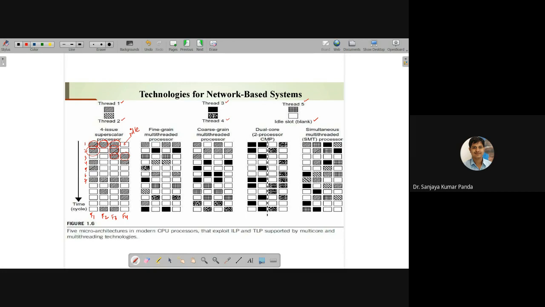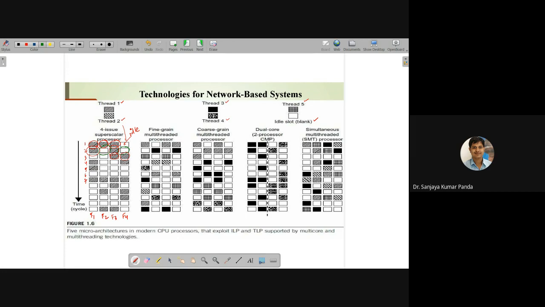So what you can get from this 4-issue superscalar processor is that we have a single thread. A single thread can occupy 1 to 4 functional units. But if you are not using a functional unit, you cannot run other threads. Like if you want, let's say, thread 2 to execute here, because that slot is empty, or these 2 slots which are empty in the second clock cycle, at that time you want to execute thread 2, that is not possible in the superscalar processor, right? So that is the main drawback of the superscalar processor.